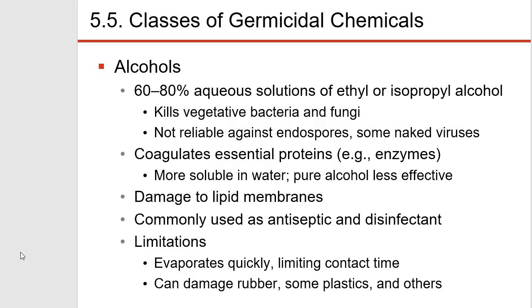You think about the alcohol pads. When we were doing blood typing in anatomy and physiology, you use isopropyl alcohol pads to wipe your finger before you get pricked, because it's going to kill vegetative bacteria and fungi. But again, it's not reliable against endospores. Some of the limitations are that it evaporates quickly. It limits contact time, and it can damage some rubber and plastics that we see in dialysis.